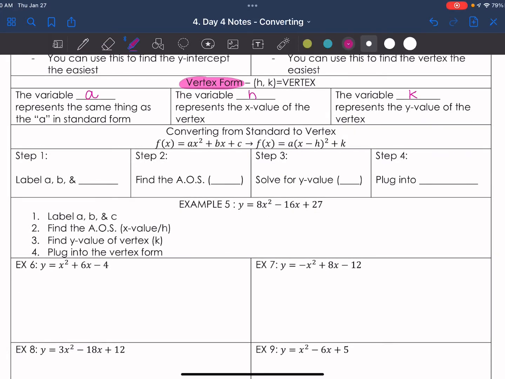So you see standard form is what we're going to start with on the left, and we're going to end with our vertex form, which is shown on the right. So step 1, before we begin converting, we have to complete a few steps. Step 1 is to label a, b, and c, and then we'll find our axis of symmetry, which is our x value or our h value, and remember that is found using negative b over 2a. We'll solve for our y value, which is our k value. And then we'll plug it into the vertex form.